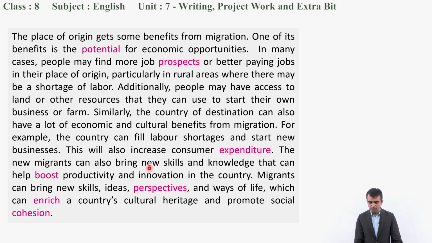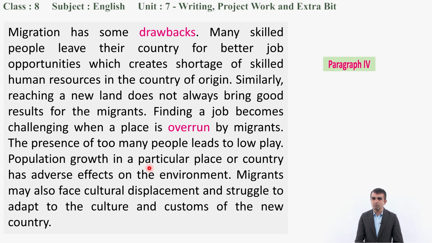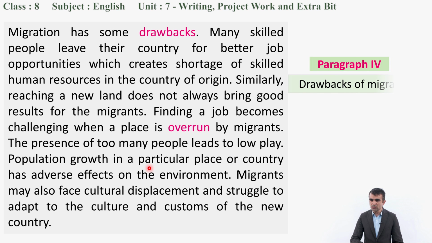Now the third paragraph, what is there? It describes benefits of migration. Only benefits, no drawbacks, no other things, just benefits. Next, the final paragraph is about drawbacks, disadvantages of migration. This paragraph describes only disadvantages or drawbacks of migration, not any other things. So in writing a paragraph, one paragraph may have one or two ideas, so you can make good structures.